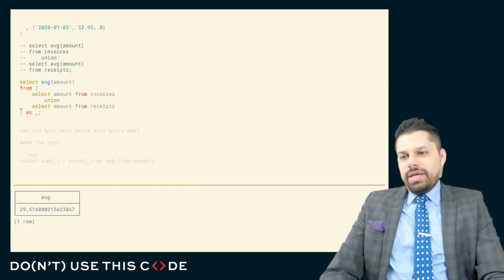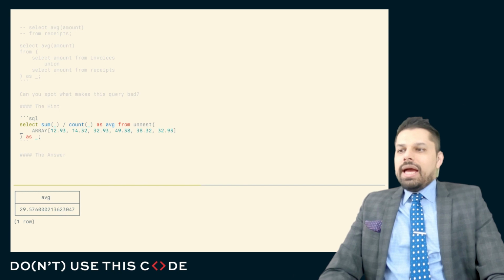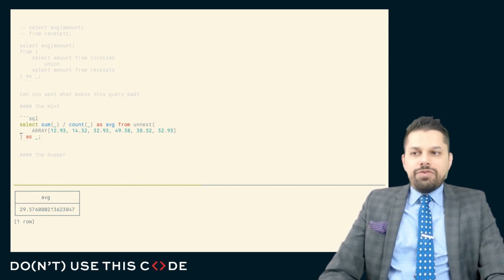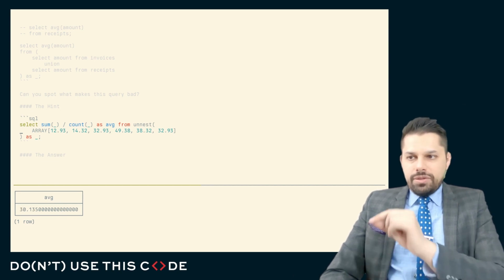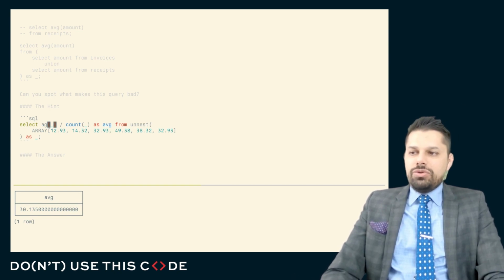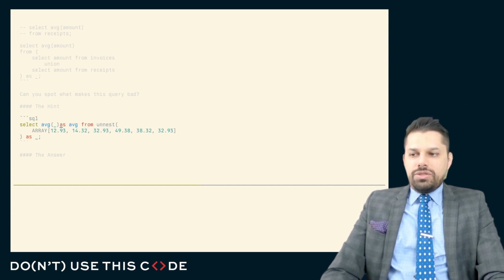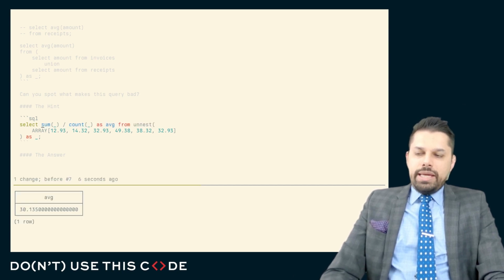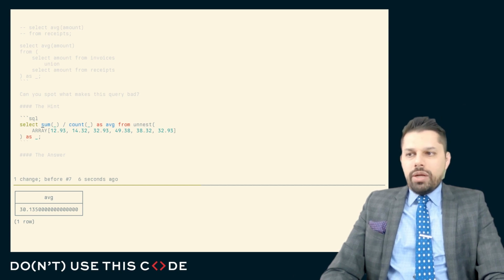I think I'm going to give you a hint. Let's say that we have these values in our table, and we're going to compute the average of these values. I'm going to compute the average by just doing a sum divided by a count, or I could even do an AVG. It really comes down to how I want to do this. The answer I get for this is 30.1.